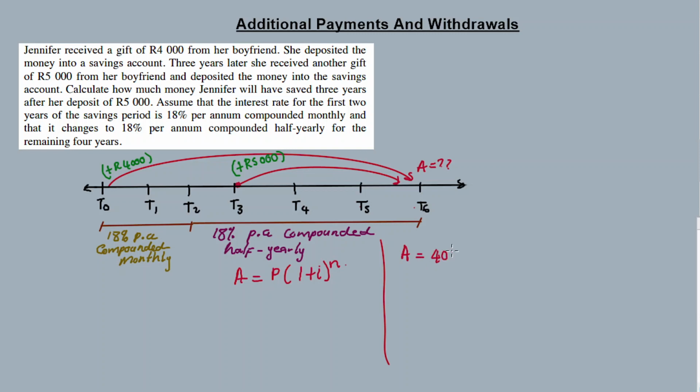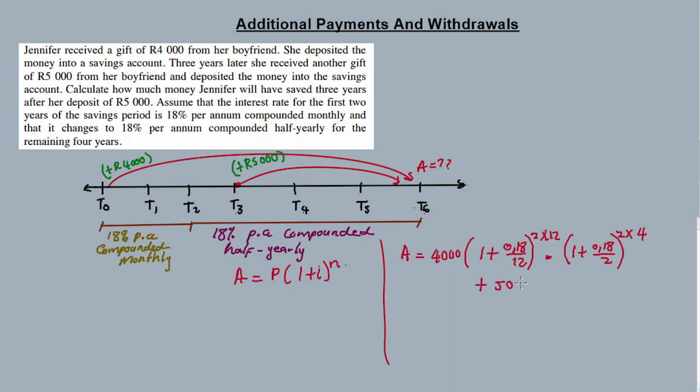So let's deal with 4,000 rand. 4,000 rand, 1 plus, what's the interest rate again? It's 0.18 divided by 12 for monthly, for the first 2 years. So it's going to be 2 times 12, multiplied by the remaining interest rate, 18% compounded half yearly. So half yearly, it's divided by 2. Then we say 2 times 1, 2, 3, 4. So it's 4 here.